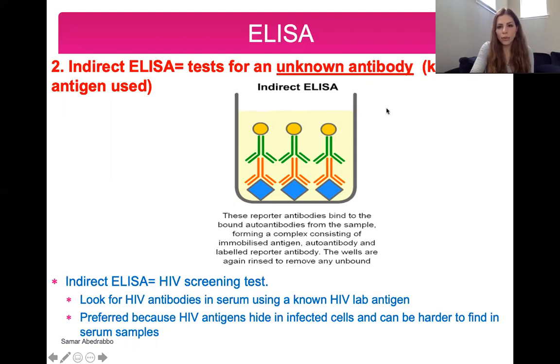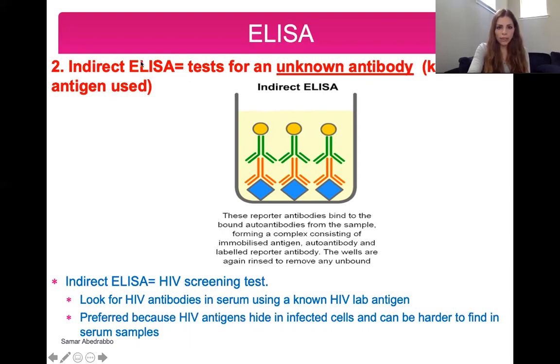So it's the opposite, and you look for the antigens. But with HIV, a lot of times you cannot detect the HIV antigens because they're in infected cells, and it would be too hard to find them in blood samples. So again, this here was the indirect ELISA. The one before was the direct ELISA.